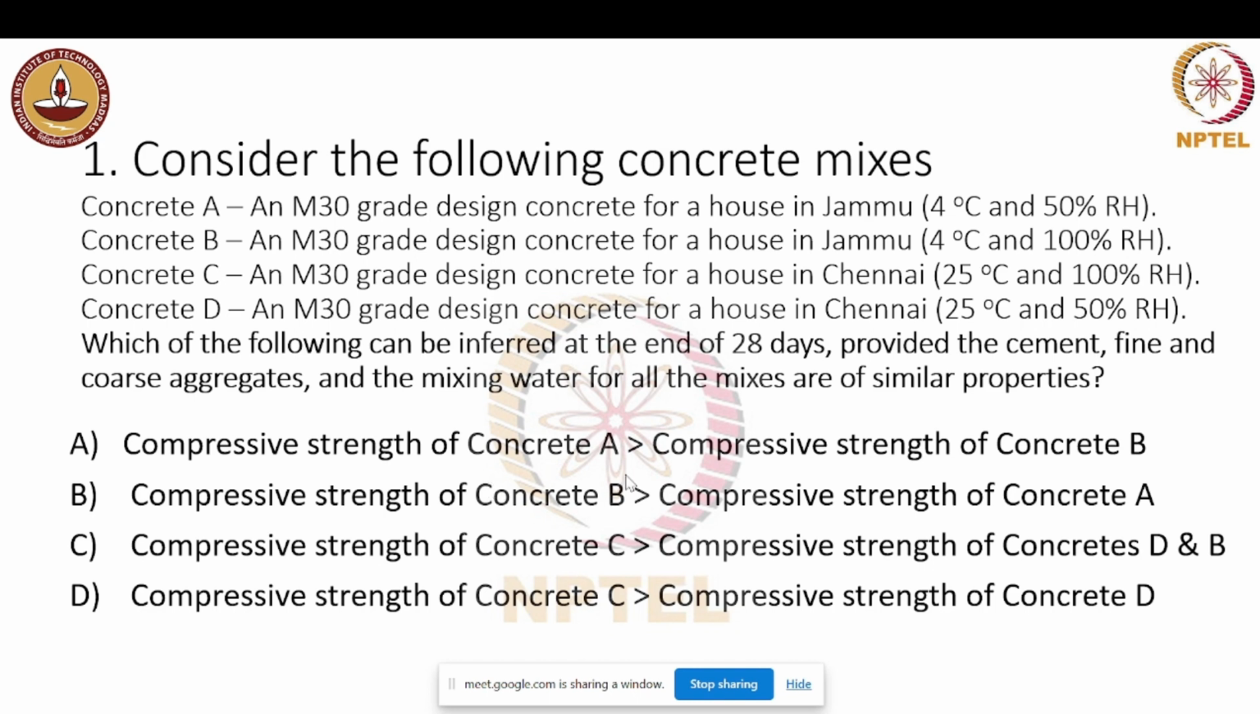Option A is completely opposite to B, so it's wrong. Option C says compressive strength of C, concrete made in Chennai at 25 degrees Celsius and 100% relative humidity, is more than strength of B and D, more than Jammu and Chennai. The difference is temperature and relative humidity. The more the relative humidity, the more the strength. And with more temperature, more hydration will happen and more will be the strength. So the correct answer will be B, C and D.